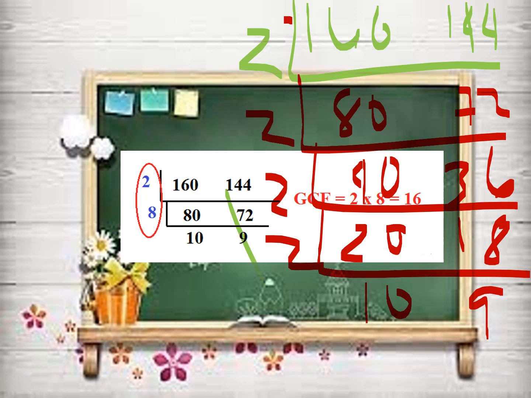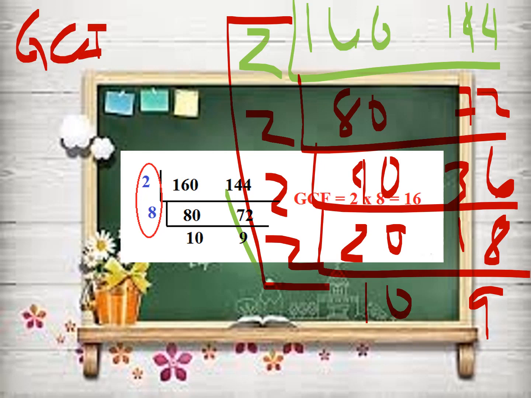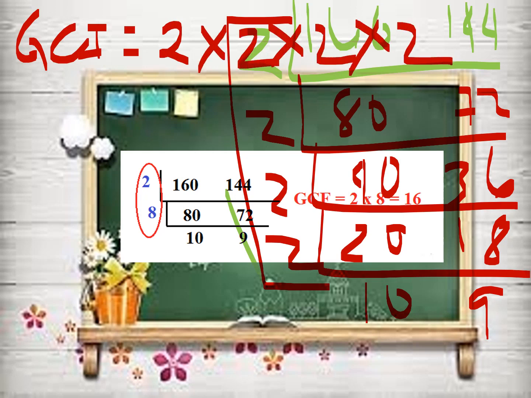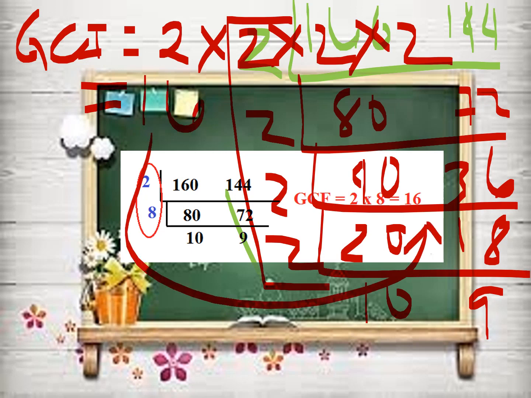So as you can see, there are four 2s. 2 times 2 times 2 times 2. So your GCF is 2 times 2 times 2 times 2. 2 times 2 is 4. 4 times 2 is 8. 8 times 2 is 16. So the same here. Your GCF is 16.